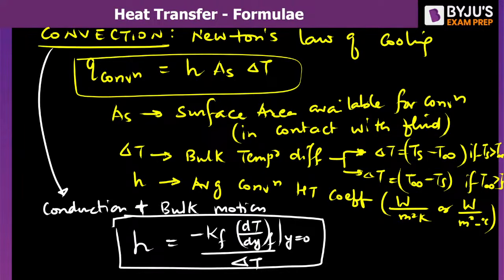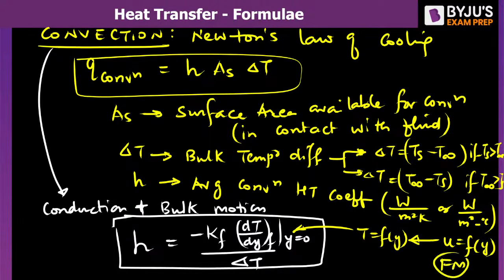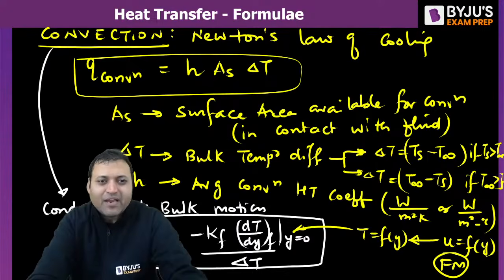So minus Kf. Kf is the thermal conductivity of the fluid. dT by dy is the temperature gradient in the fluid at y equal to 0, upon delta T. And this dT by dy can be calculated from temperature as a function of y, and the temperature as a function of y can be calculated from u as a function of y. So the analysis will be part of fluid mechanics. All right.